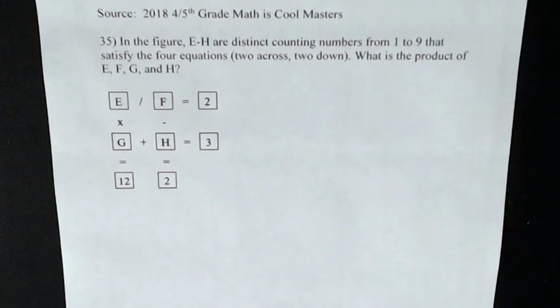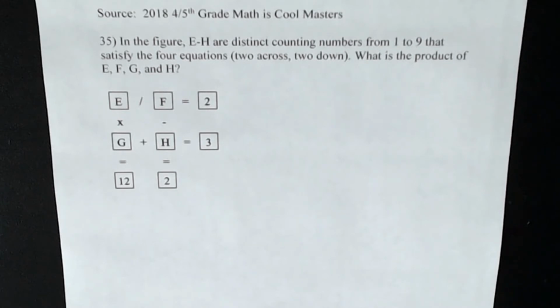1 is not possible, since if e equals 1, for e divided by f equals 2, f equals 1/2, which cannot happen. 2 is not possible, since if e equals 2, for e times g equals 12, g equals 6, but then g plus h equals 3, and thus h equals -3, which cannot happen.